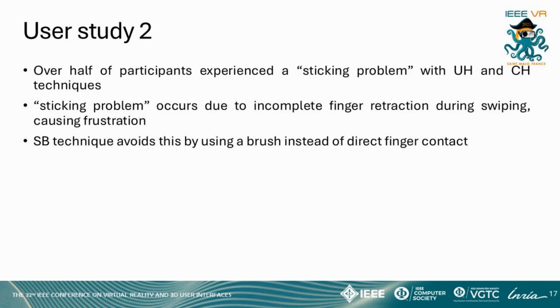Over half of participants experienced a sticking problem with UH and CH techniques. This issue occurs when the participants move their fingers left to right to start the next right to left swipe, after completing the last one. Without haptic feedback, they often move their finger left to right before completely retracting their fingers out of the space behind the user interface. Consequently, the application thumbnail list, which has shifted leftward due to the last right to left swipe, moves rightward with their finger, resulting in feelings of frustration. The SB technique avoids this by using a brush instead of direct finger contact.